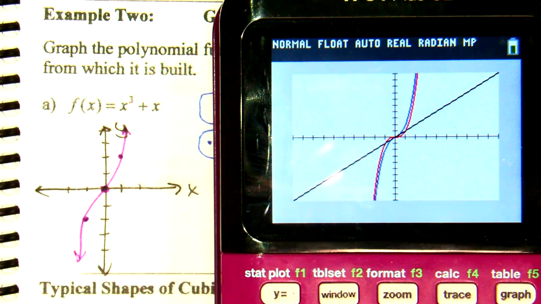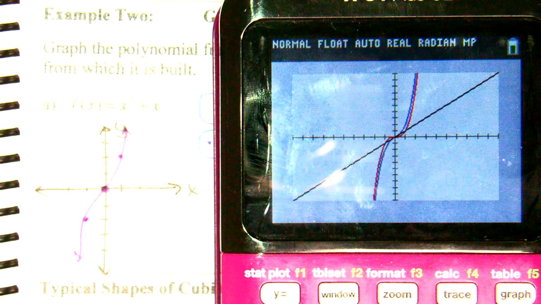Now, I am going to zoom in because I want you guys to see that. Right now, as you look at the graphs, I have x cubed plus x, and I have x cubed. Notice those two graphs are almost identical, aren't they? Now, the line y equals x is just a line going through the middle. I'm going to do a basic zoom in, so I'm going to hit 2 and hit enter again to zoom in. Notice what happens here.